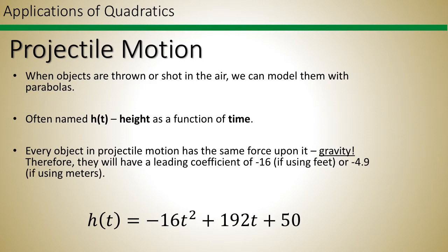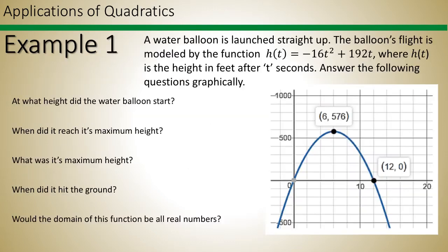So it's often going to be named h of t, which is short for the height as a function of time. And every object in projectile motion has the same force upon it, which is gravity. Therefore, they will have a leading coefficient of -16 if we're talking about feet, or -4.9 if we are talking about meters. Okay, so there's an example of a projectile motion equation down there at the bottom, where h of t is -16t squared plus 192t plus 50. Okay, so let's take a look at some examples of this.